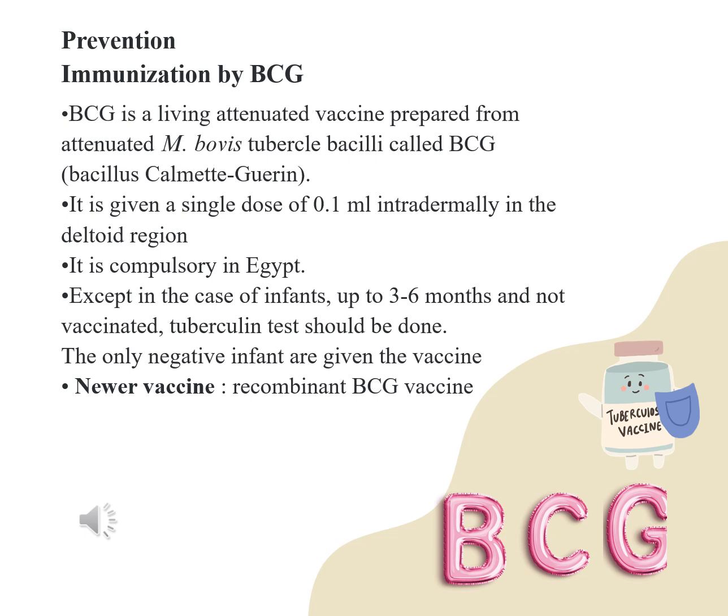BCG is a living attenuated vaccine prepared from attenuated M. bovis tubercle bacilli, called BCG, Bacillus Calmette-Guerin. It is given as a single dose of 0.1 milliliters intradermally in the deltoid region. It is compulsory in Egypt, except in the case of infants up to 6 months who are not vaccinated, in whom a tuberculin test should be done. Only negative infants are given the vaccine. There is also a newer vaccine, the recombinant BCG vaccine.